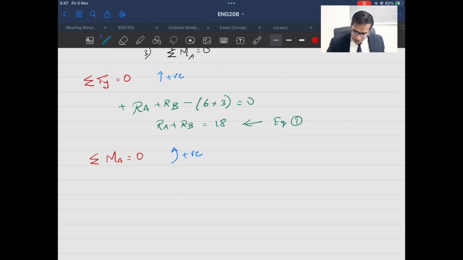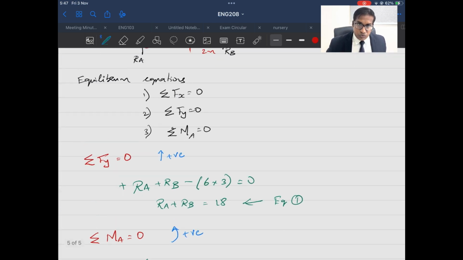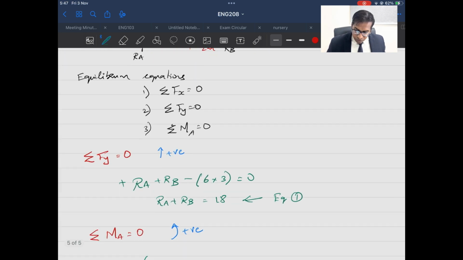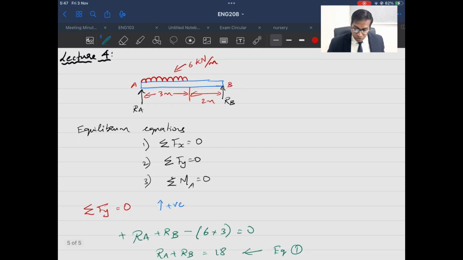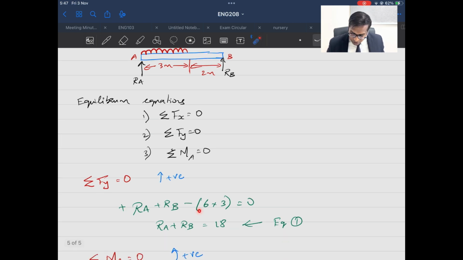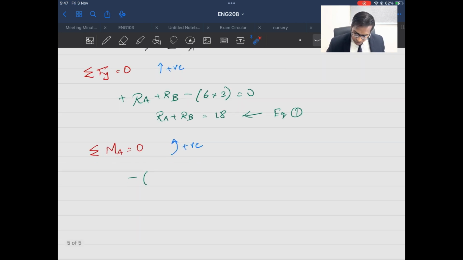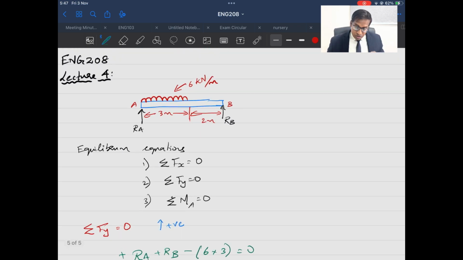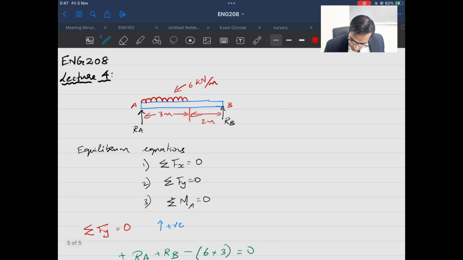I will give a negative sign, and always the moment is force into distance. The total force acting because of this uniformly distributed load is 18. Just now we saw this. Now I will write this total force 18 into the distance. When it comes to distance, you have to look closely. This is spread along 3 meters.